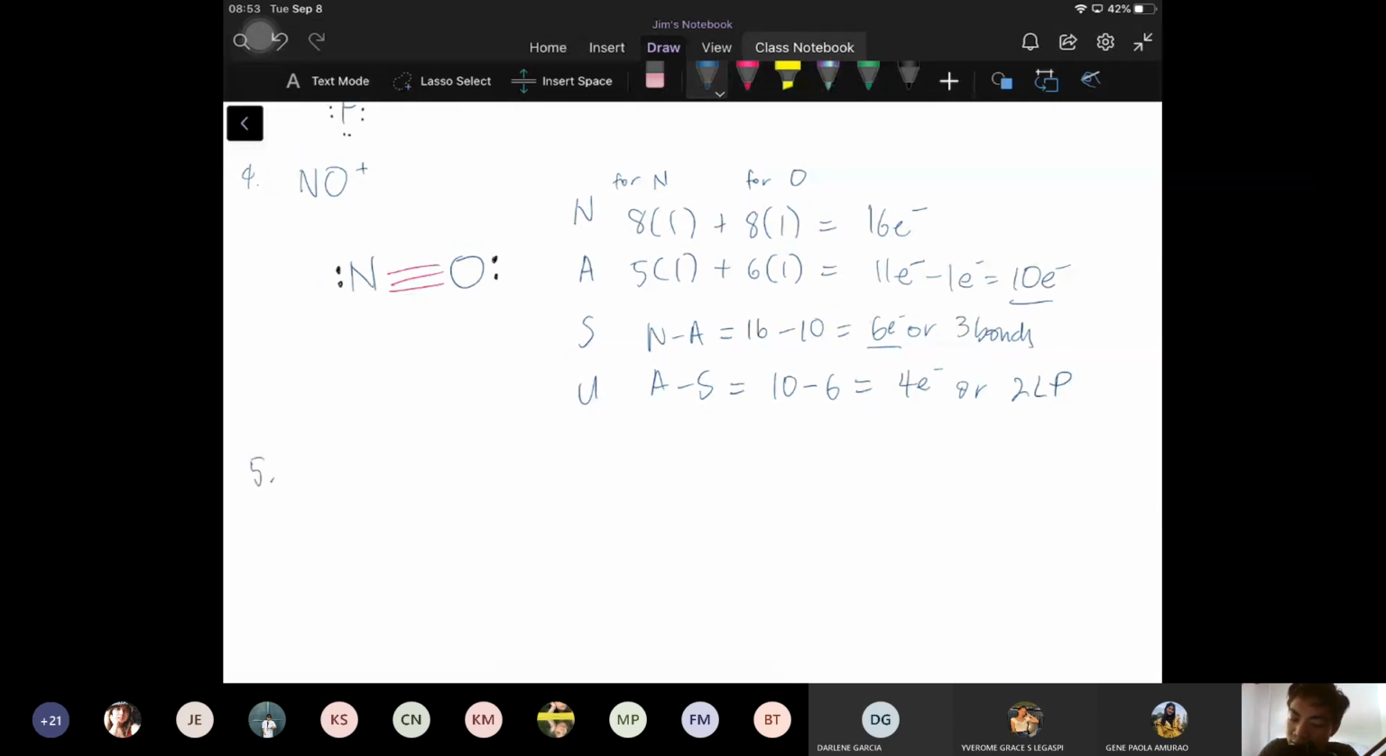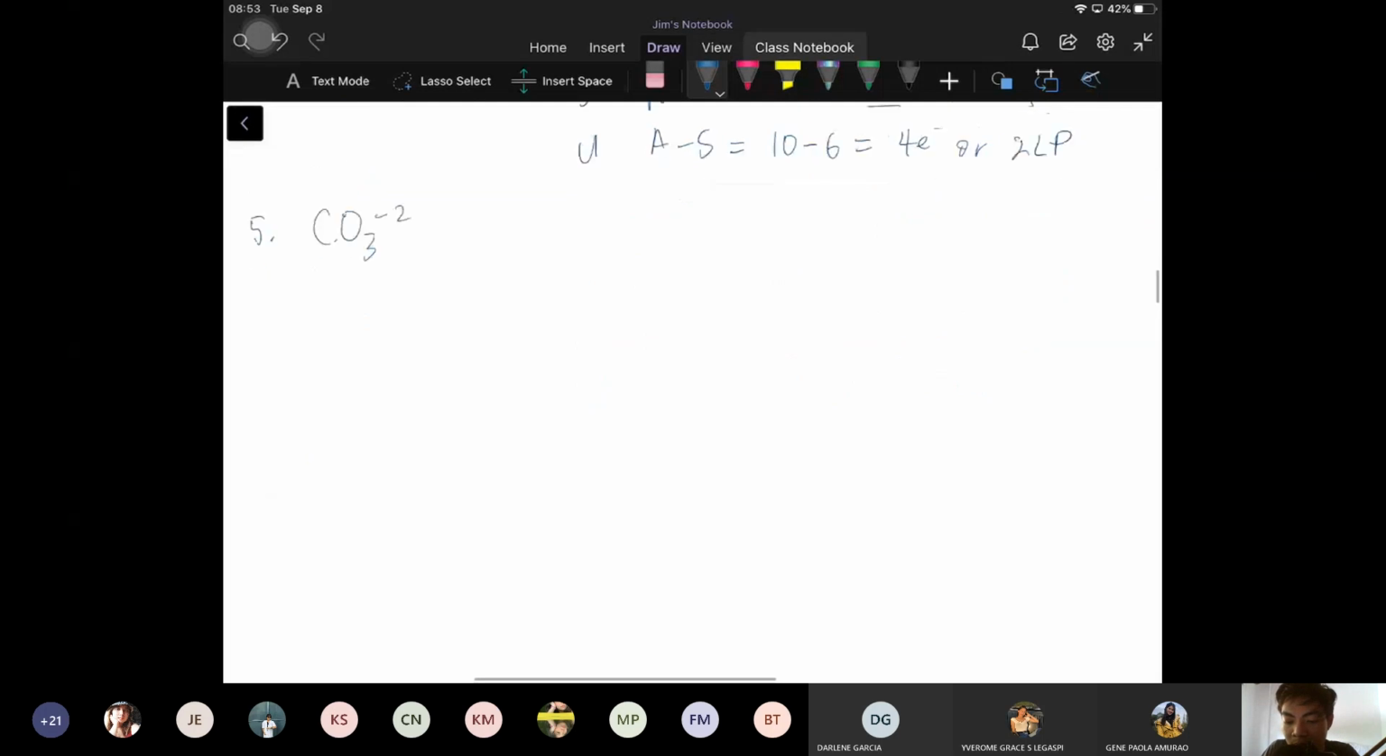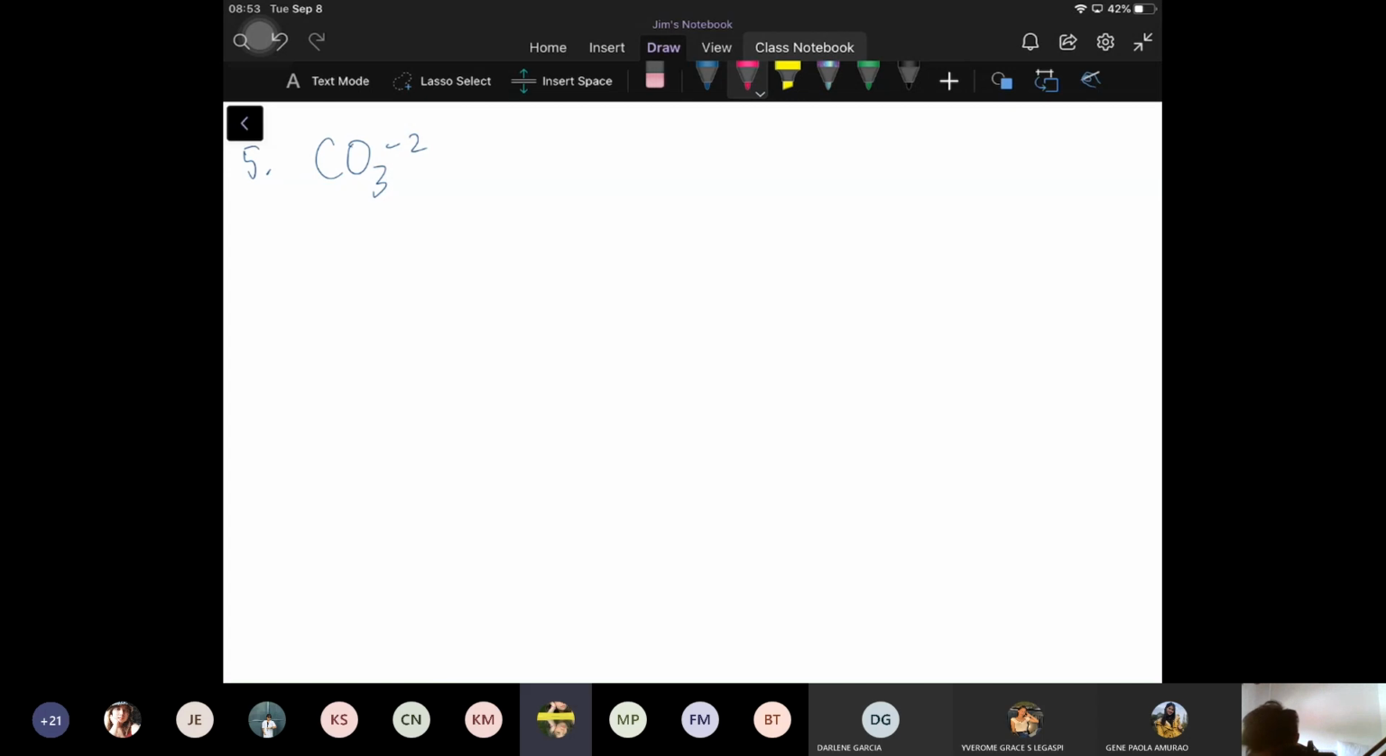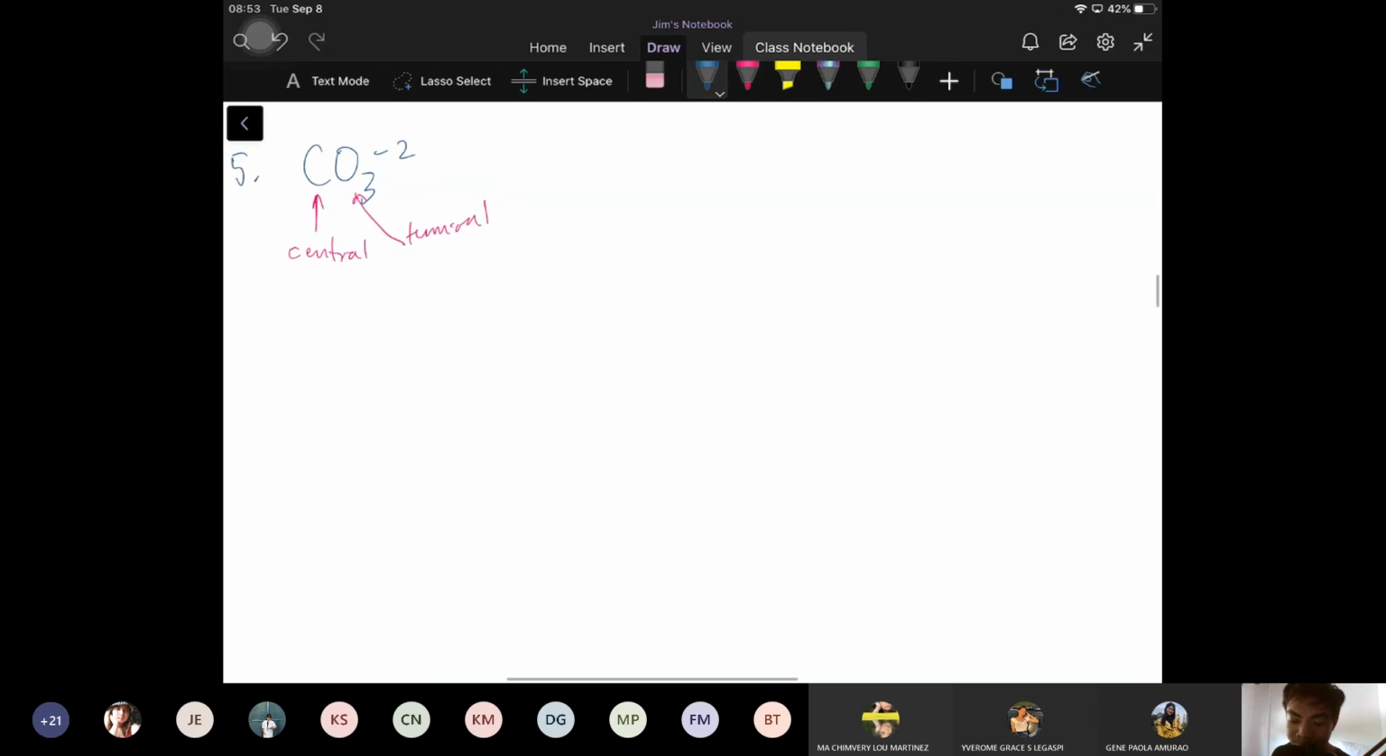So, another example, carbonate, CO3 2-. Okay, NASO Rule. Hindi pa tayo magna-NASO Rule. Sino yung central atom? Carbon or oxygen? Carbon po, kasi siya yung least electronegative. So, yes. This will be my central atom. That will be my terminal because of the electronegativity difference.